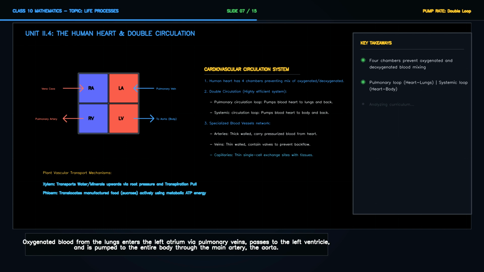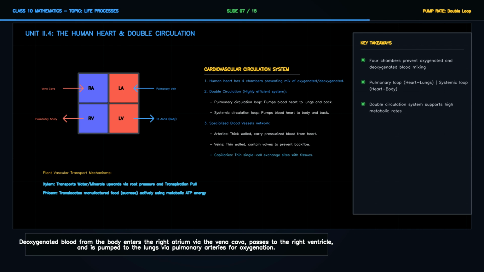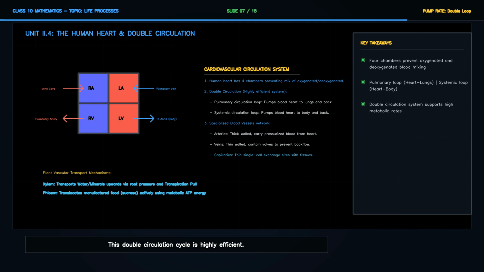Oxygenated blood from the lungs enters the left atrium via pulmonary veins, passes to the left ventricle, and is pumped to the entire body through the main artery, the aorta. Deoxygenated blood from the body enters the right atrium via the vena cava, passes to the right ventricle, and is pumped to the lungs via pulmonary arteries for oxygenation. This double circulation cycle is highly efficient.